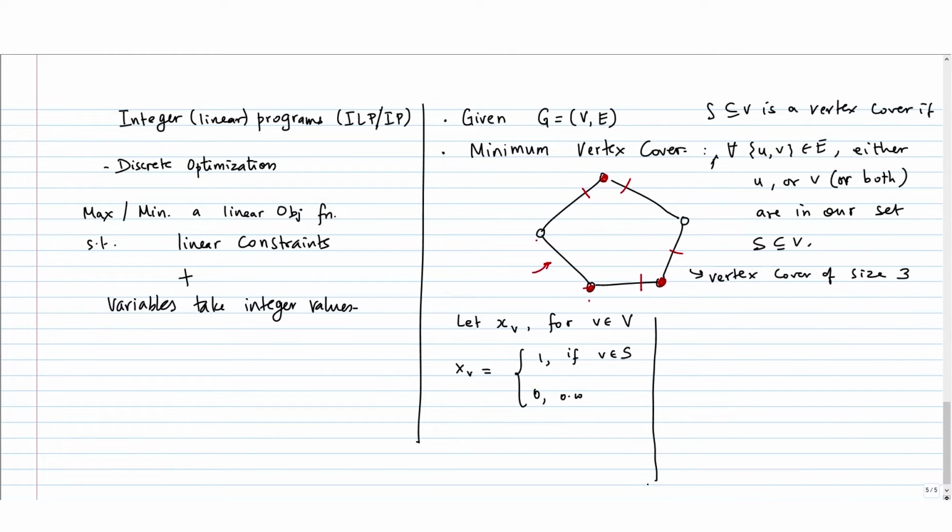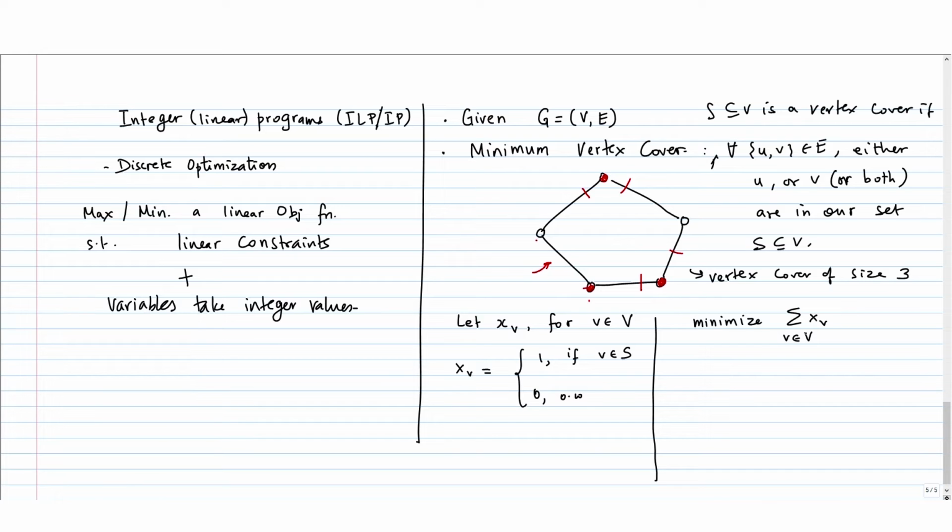What do we want to do? We want to minimize the size of the set. If the variables take only 0, 1 values, then the function, the sum over the vertices of the x_v values, gives me exactly the size of the set. If a vertex is in the set, it contributes 1 to the sum, and therefore the sum of the x_v values gives you the number of vertices in your vertex cover.